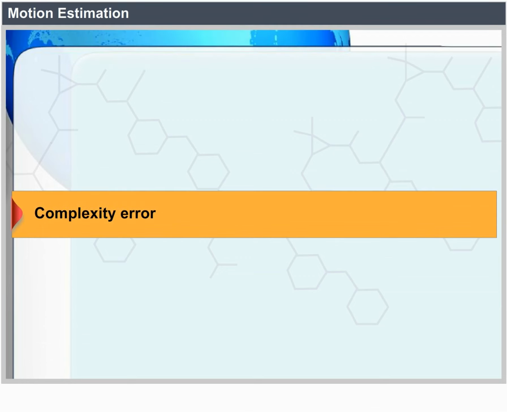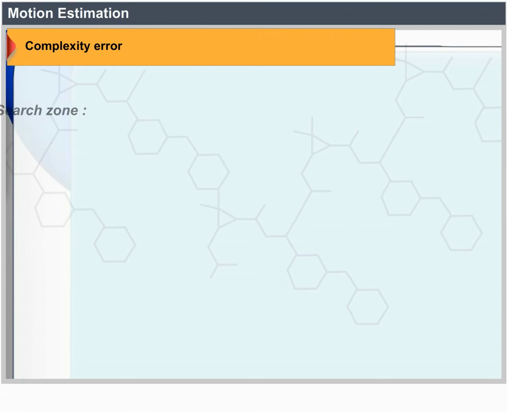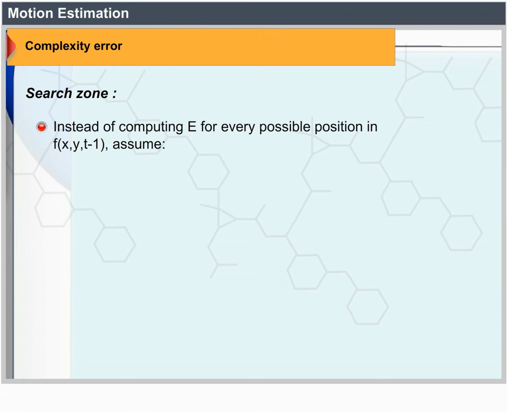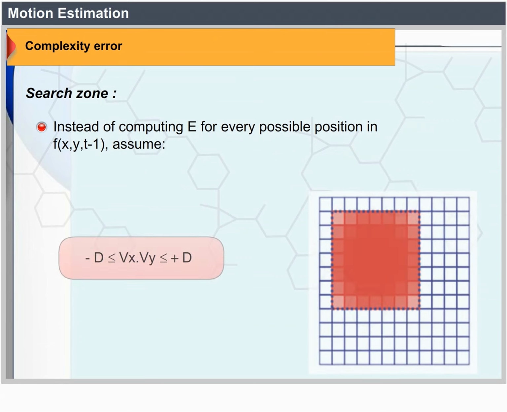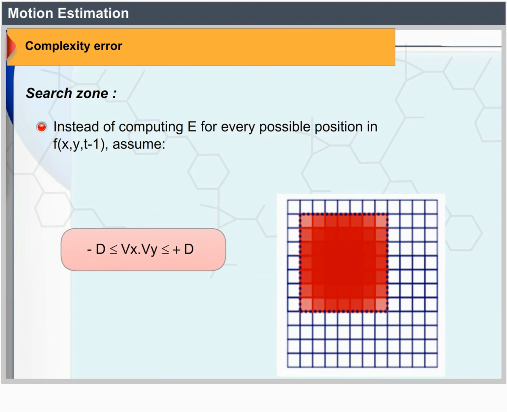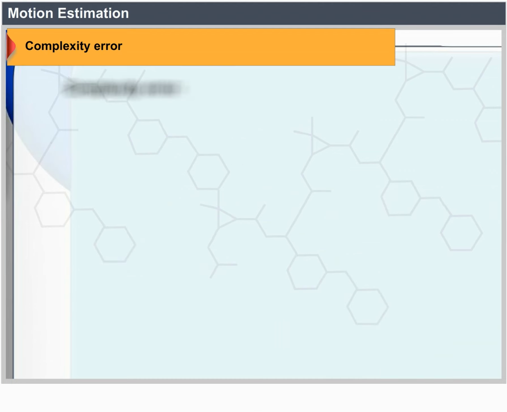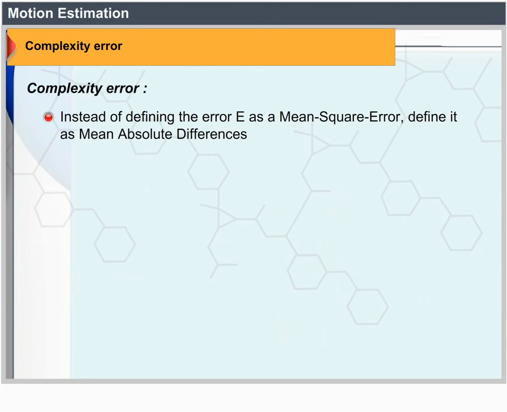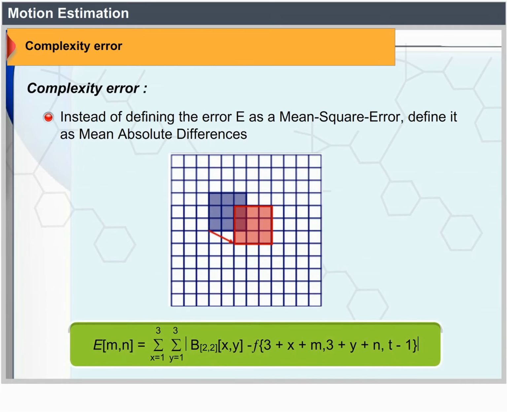Complexity in BSE. Search zone. Instead of computing E for every possible position in f(x, y, t minus 1), we can assume minus d is less than or equal to vx and vy, which is less than or equal to plus d. This way, E is computed only (2d plus 1) squared times. Complexity, error. Instead of defining the error E as a mean square error, define it as mean absolute differences as shown on the screen.